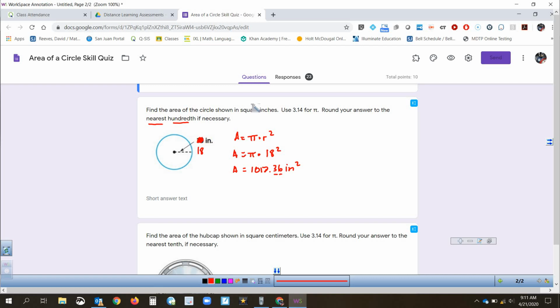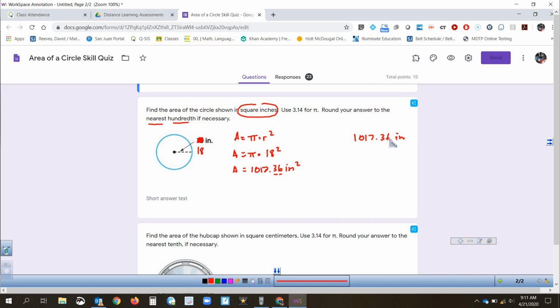Now, just a note on when you put your answer in, all right? Since it tells you in the question to find it in square inches, if you were typing this in, you could just put 1017.36 and you'd be fine. All right. In fact, that's probably preferable because unfortunately people have been getting it marked wrong. If you put inches, that answer is wrong.